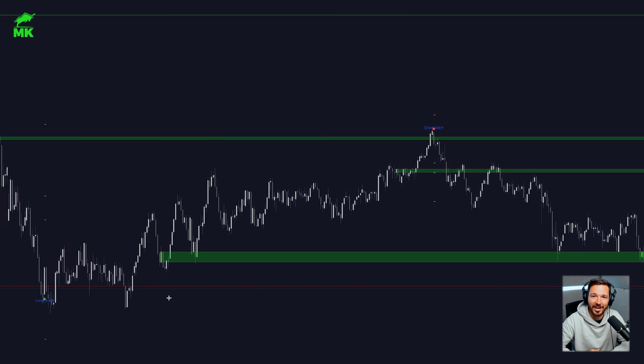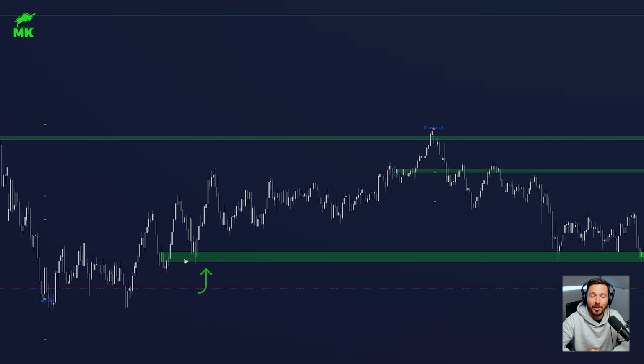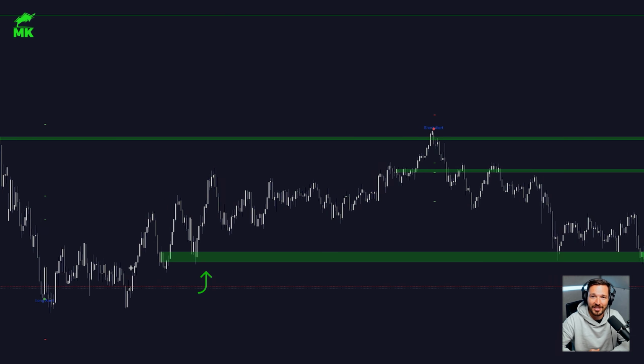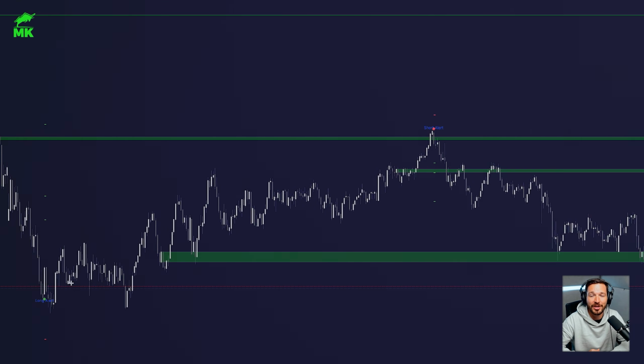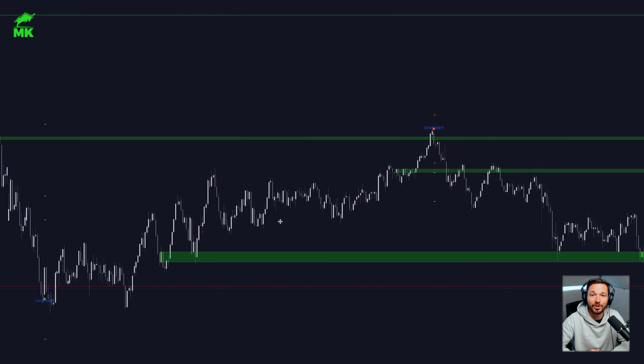Let's look at the chart together. Here, you see the first major key detection, marked by this green zone at the bottom. Notice how the market touched this area, and that's where we could consider a potential long position. And right after, the market pushed higher.